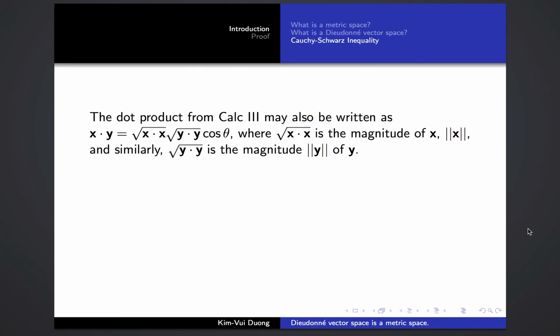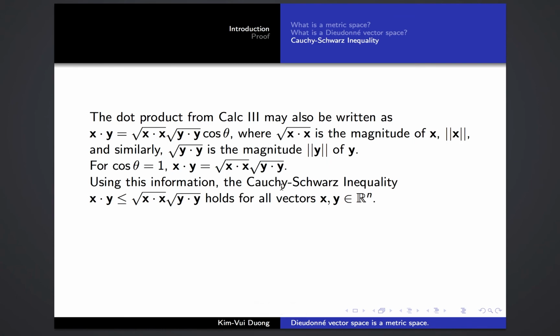The dot product from Calc 3 could also be written as x dot y is equal to the square root of x dot x times the square root of y dot y times cosine theta, where the square root of x dot x is the magnitude of x, and similarly, the square root of y dot y is the magnitude of y. For cosine theta equal to 1, x dot y is equal to the magnitude of x times the magnitude of y.